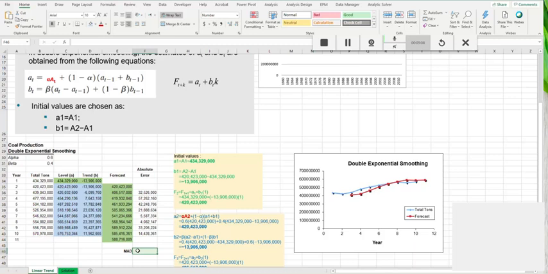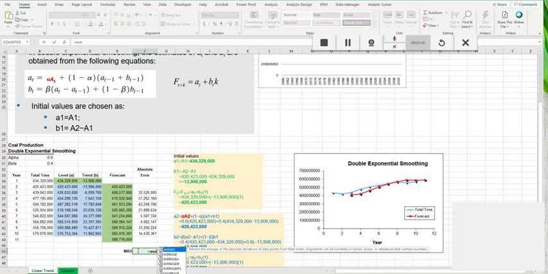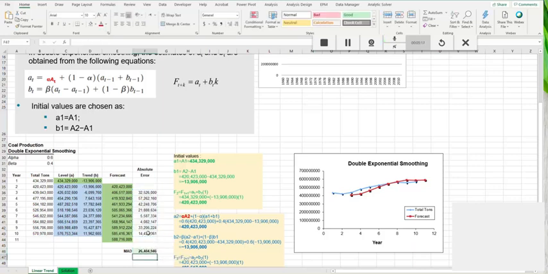So MAD is equal to the average of all these absolute errors. If you're using several alphas, you can look at this MAD, and the one with the minimum MAD is the best combination for you.